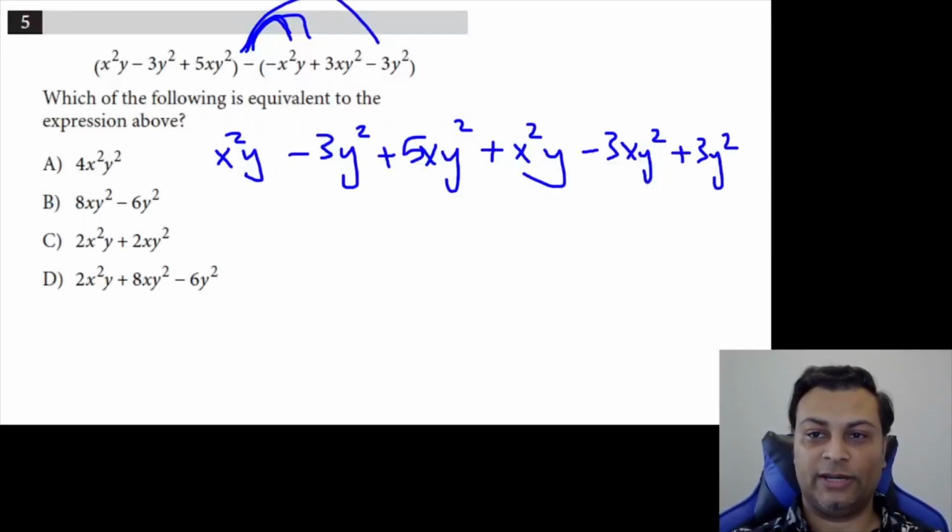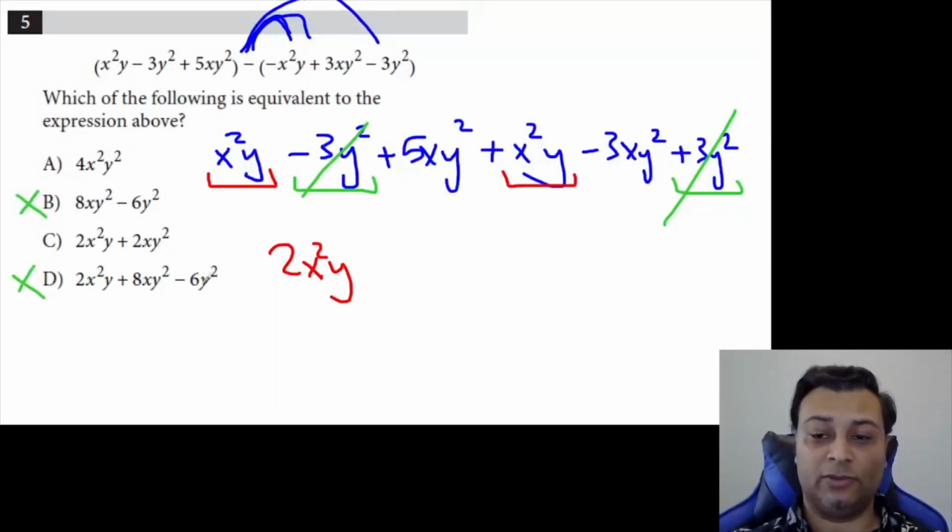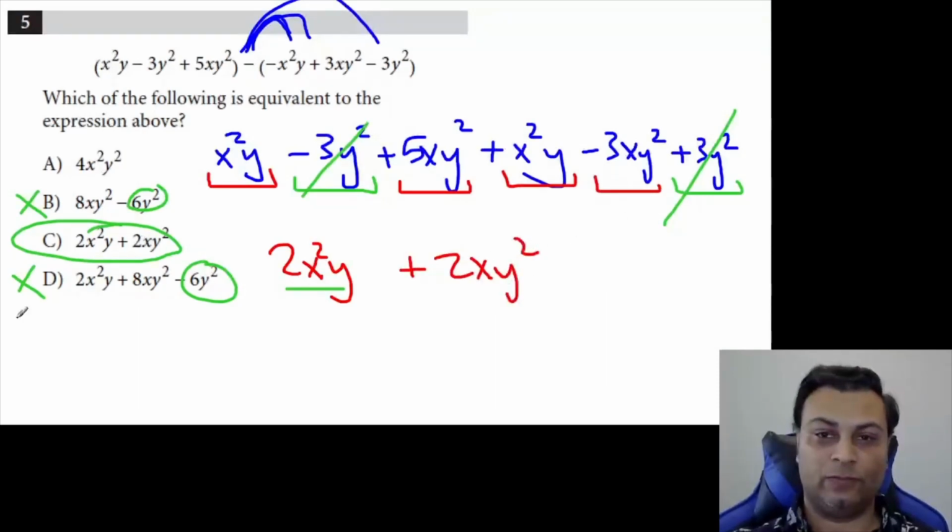Okay, let's take a look at what we have. x squared y is here. There's another x squared y there. That's it. So we have 2 of those, 2 x squared y's. And let's see what else we have. We have y squared. There's minus 3y squared plus 3y squared. So those are gone. We're not going to have any y squared in our answer. So B is out. And D is out. They both mention y squared. Okay. And in fact, we need 2x squared y, so the answer is C. But let's see what else we have. We have a 5xy squared minus away 3 of those, leaving you 2xy squared. So the answer is C.